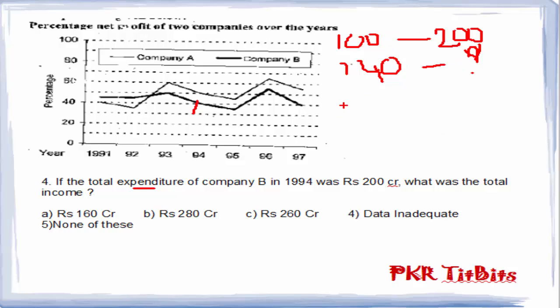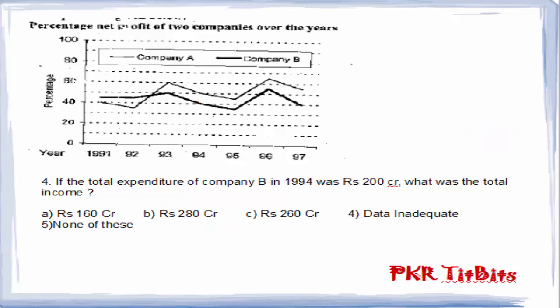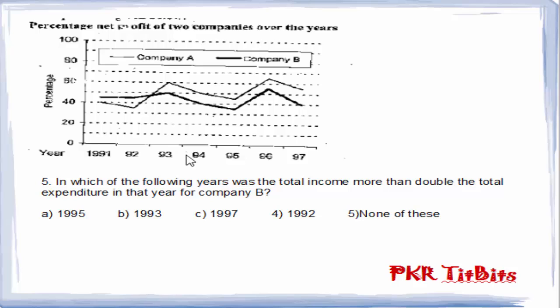So we have to find the 140. This is again a simple equation: 200 into 140 by 100, which comes out to be 280 crores. So in the examination you should be able to directly reduce the equation and come to the conclusion as soon as possible because we have very limited time. We should not waste time on these simple questions.